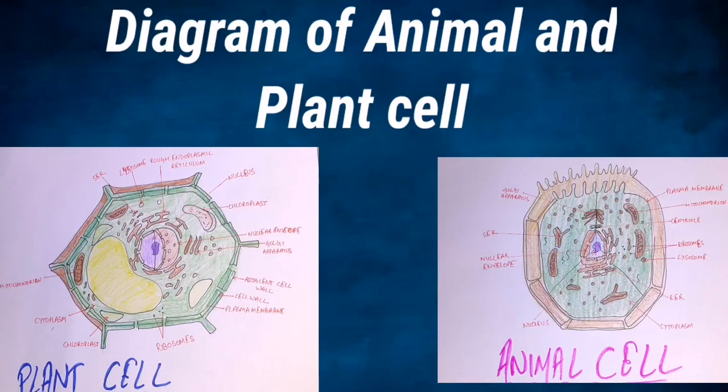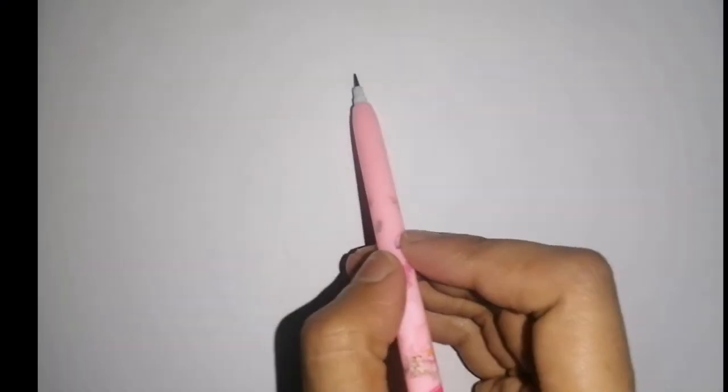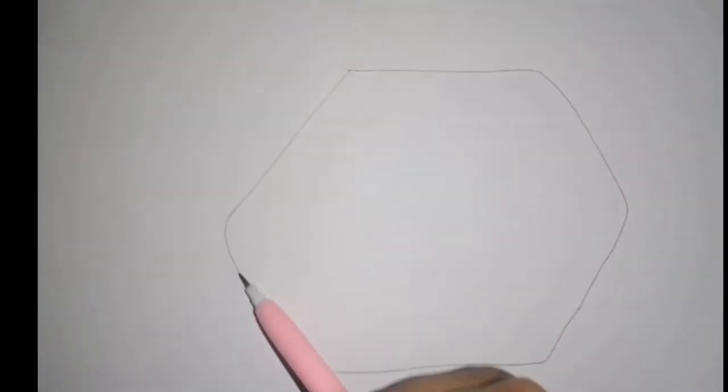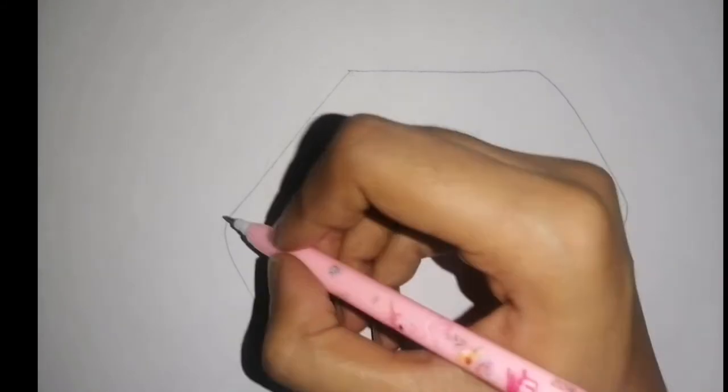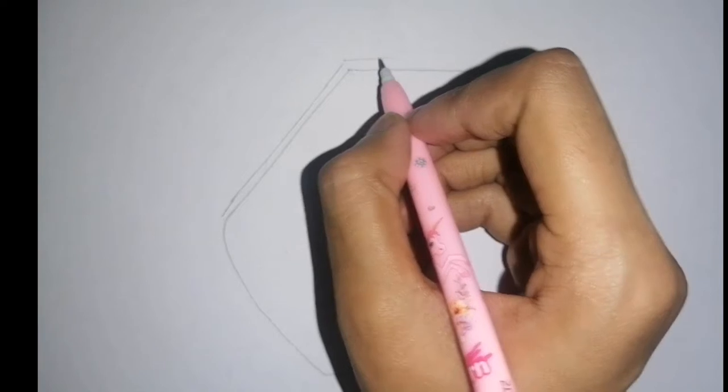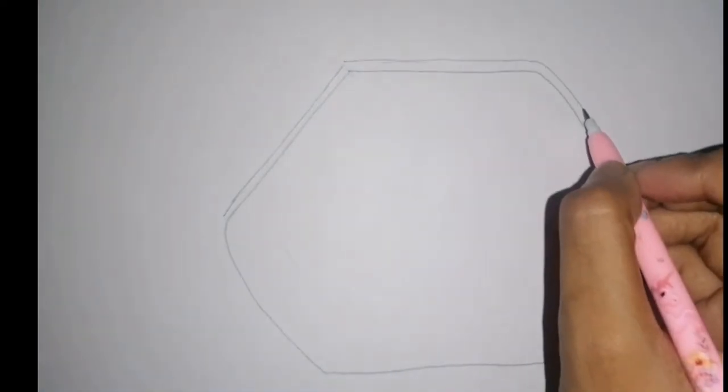So today I am going to show you how to make animal and plant cell. First, let me show you how to make plant cell. So let's get started. Make the shape of a hexagon, an irregular hexagon for plant cell. Now keep following what all I am making.